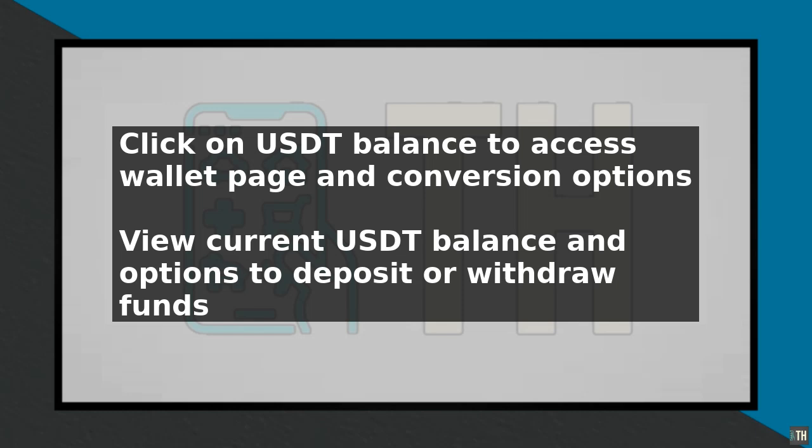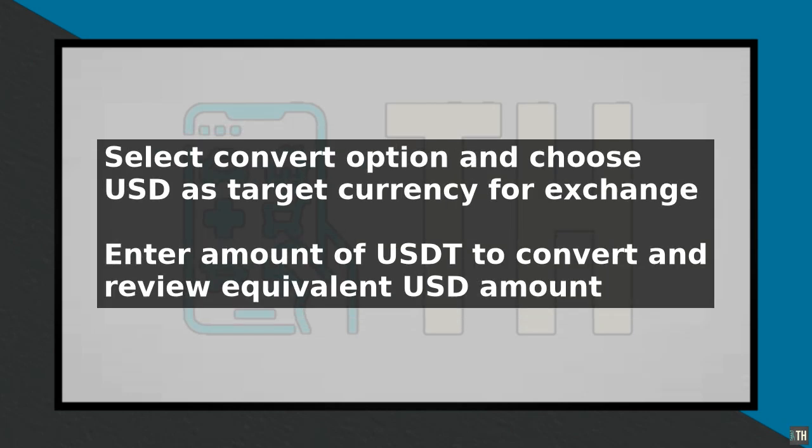On this page, you will see the current balance of your USDT wallet, as well as options to deposit, withdraw, and convert your USDT. To convert your USDT to USD, click on the Convert option. You will then be prompted to select the currency you want to convert to, which in this case is USD. Enter the amount of USDT you want to convert, and the platform will display the equivalent amount in USD based on the current exchange rate.